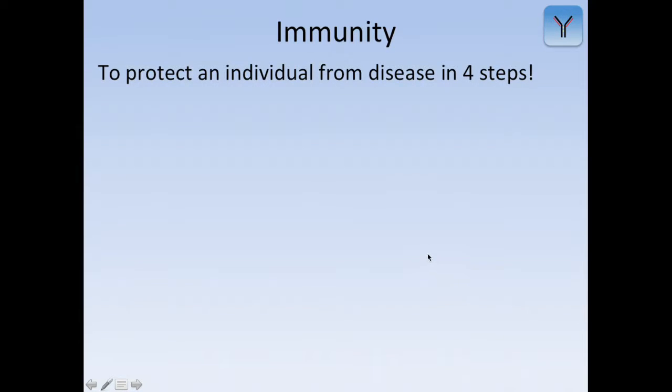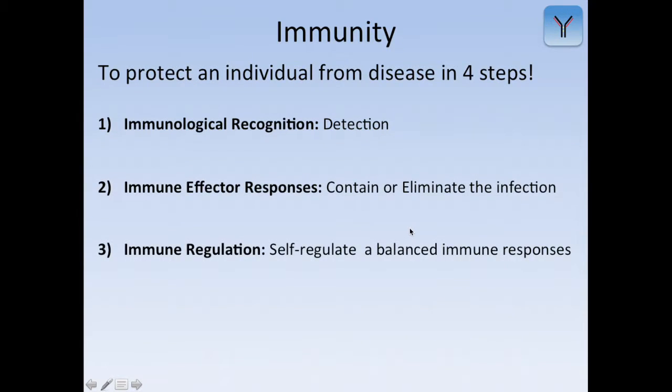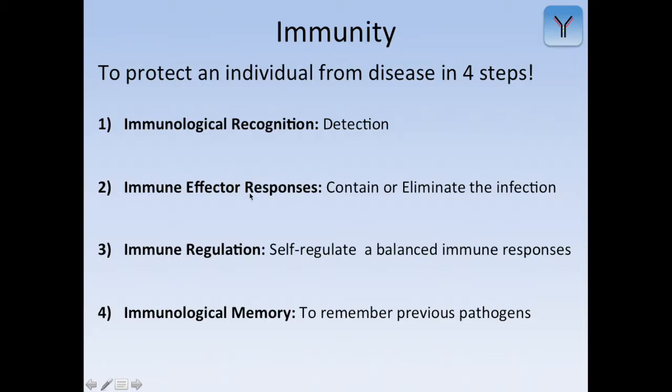It really is to protect an individual from disease in 4 different steps. The first is immunological recognition. The second is immunoeffector responses. This is essentially to contain or eliminate the infection. The third is immune regulations. This is to make sure that we don't have too little or too much of an immune response. And lastly is immunological memory.